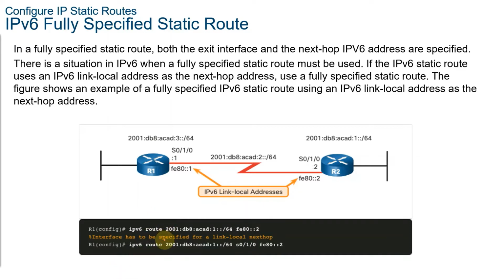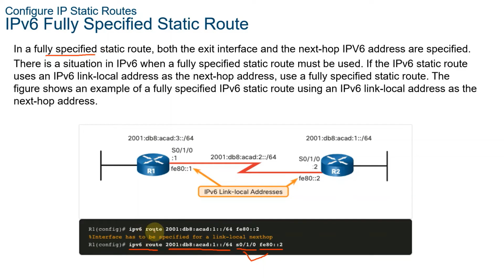Now in the example, a fully specified static route is configured using a link local address of R2 as the next hop address. Notice that the IOS requires an exit interface be specified. So this is how we do it. IPv6 route, same command. This is our remote network, this would be your exit interface, and this would be your next hop IP address. So you specify both the exit interface and the next hop IP address. This is known as the fully specified static route.